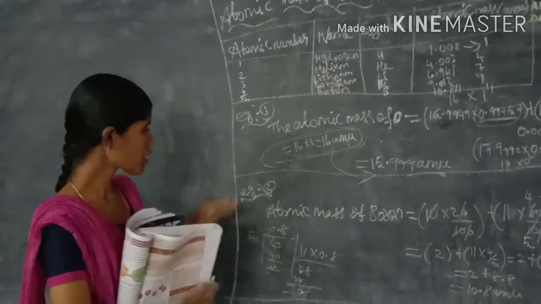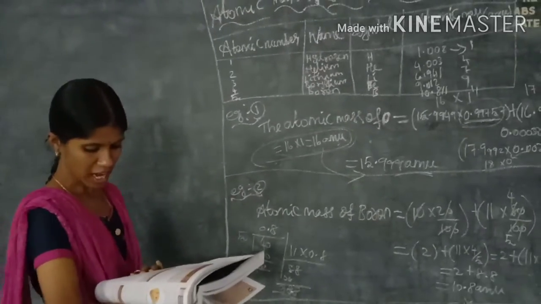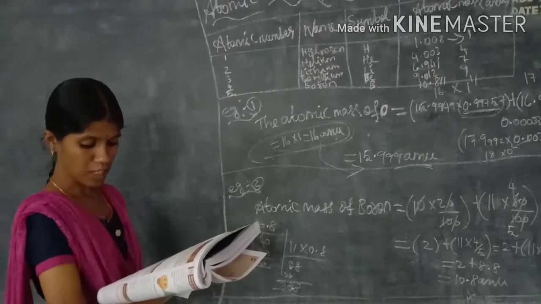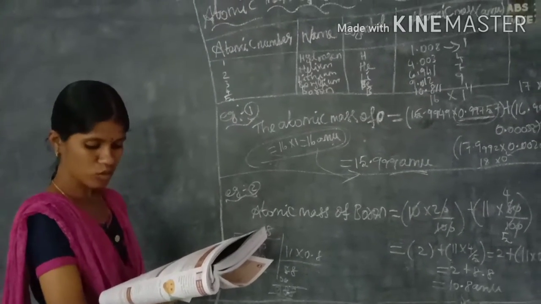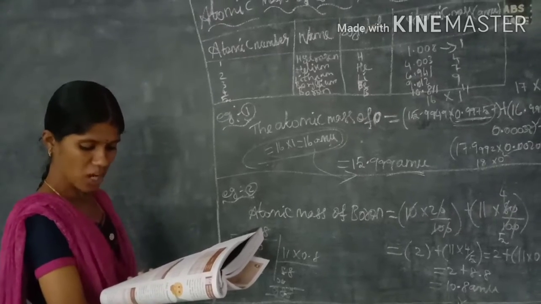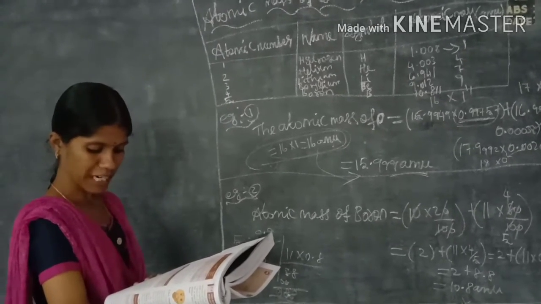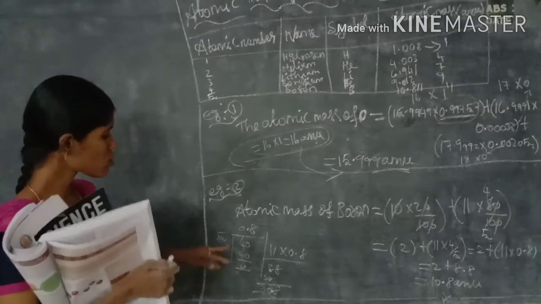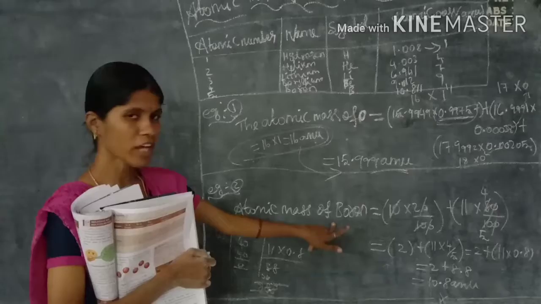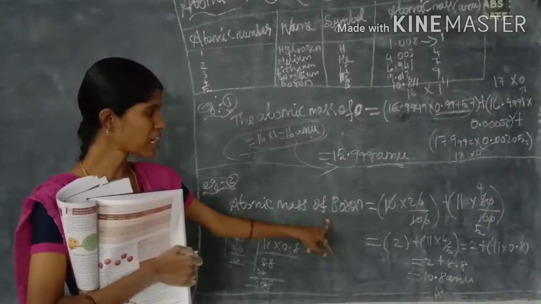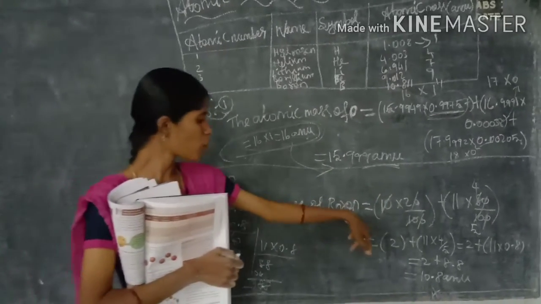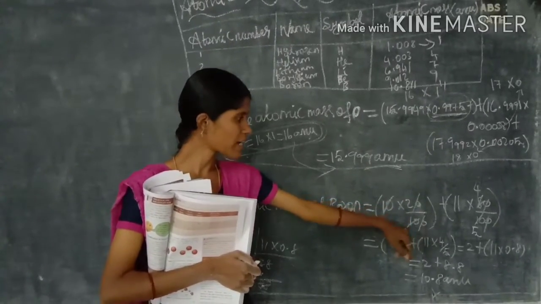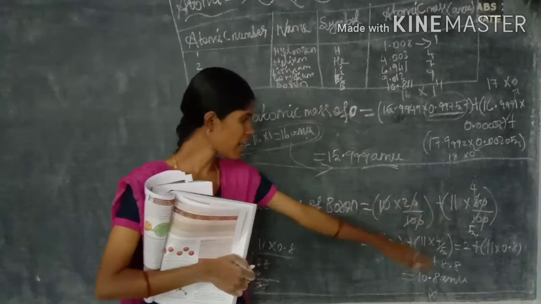Now the second problem: boron naturally occurs as a mixture of boron-10, that is 5 protons plus 5 neutrons, and boron-11, which is 5 protons plus 6 neutrons, isotopes. The percentage abundance of boron-10 is 20 and for boron-11 is 80. Then the atomic mass of boron is calculated. Okay, so we have to calculate the atomic mass of boron. Here there are two boron isotopes, one is boron-10, another one is boron-11. The boron-10 percentage value is 20, so we have to divide it by 100. That is also divided by 100.